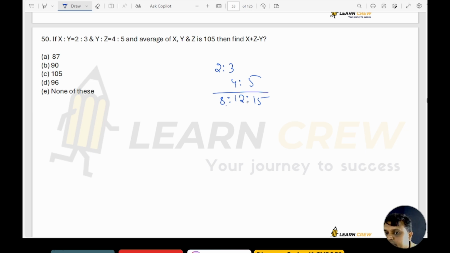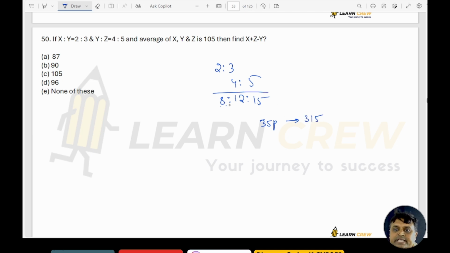So 8 plus 12 is 20, 20 plus 15 is 35. So the total is 35 parts. 35 parts is how much? The average is 105, so the sum is 105 into 3, which is 315.